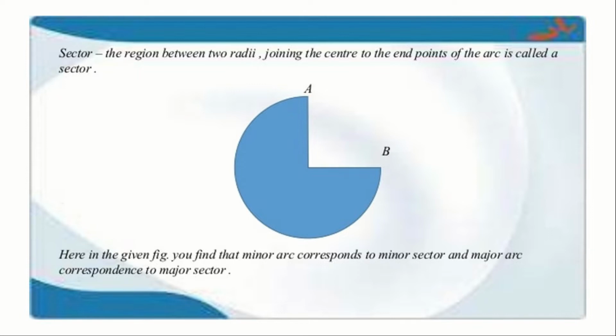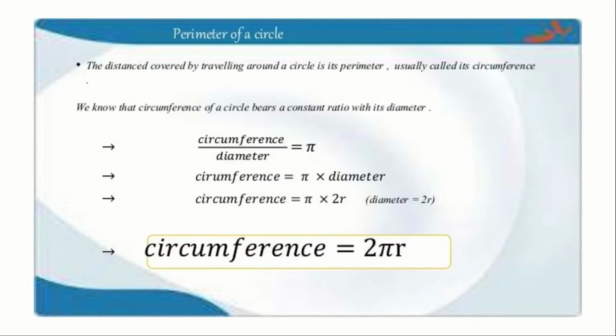Sector: the region between two radii joining the center to the end points of the arc is called a sector. Here you can see the shaded region, so that region is said to be a sector. One is the minor sector and the other is the major sector. The distance covered by traveling around a circle is its perimeter or circumference. So the circumference is given by the formula 2 pi r.